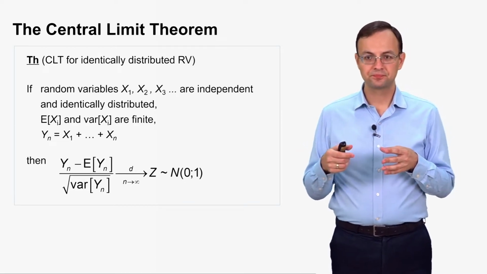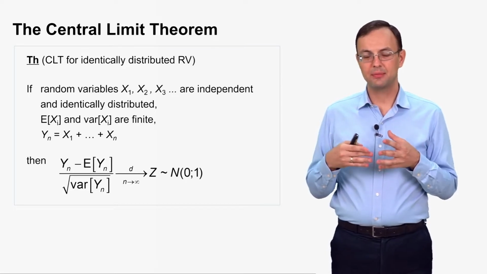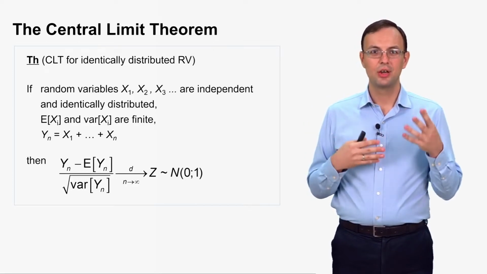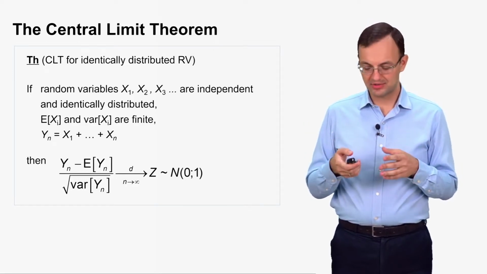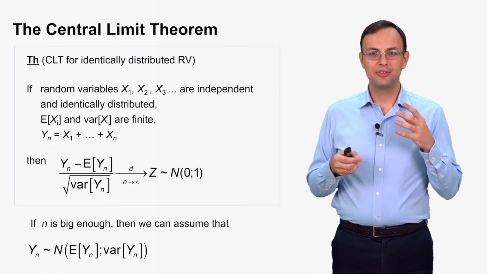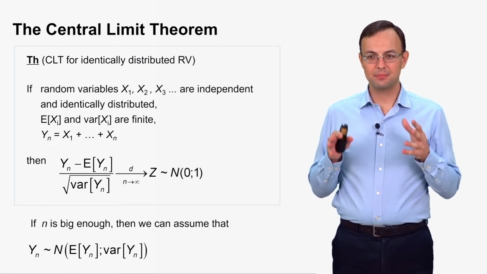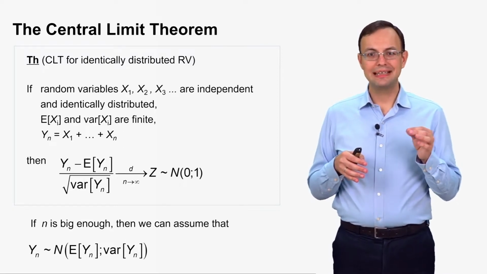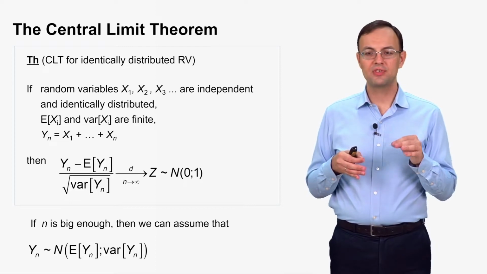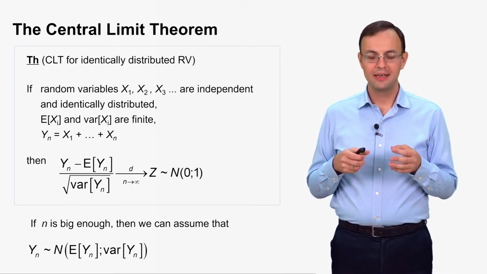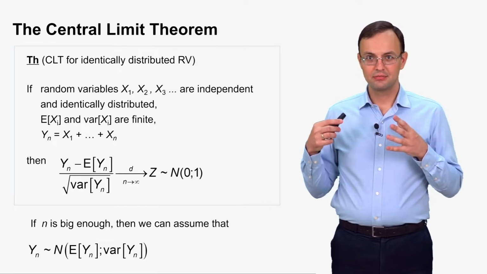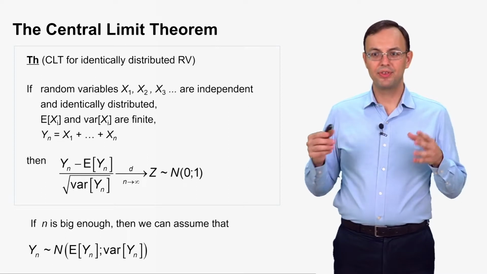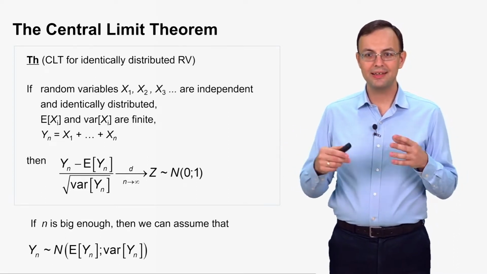So how can this be applied to our real life, to the calculations we are doing sometimes. So this means that if n is big enough, then we can assume that y is normally distributed with parameters E of y and variance of y. So in practice, this theorem means for us that if n is big enough, then we can assume that the distribution of y is normal.